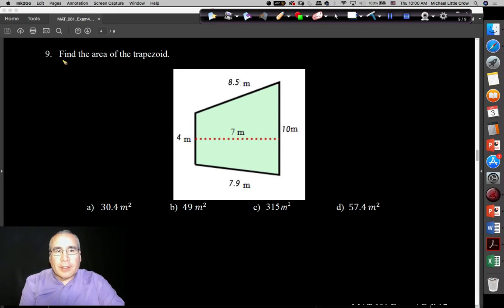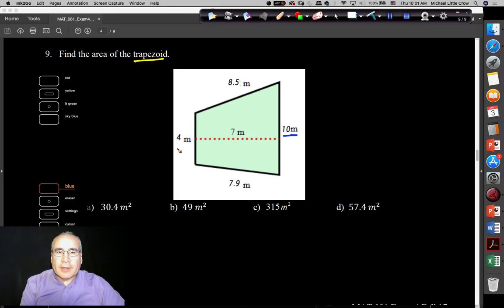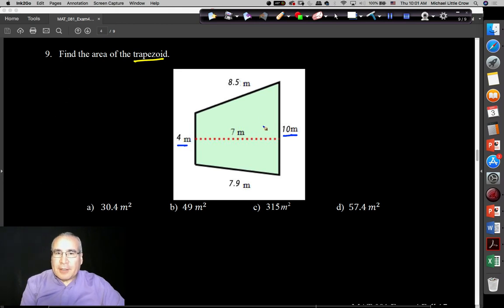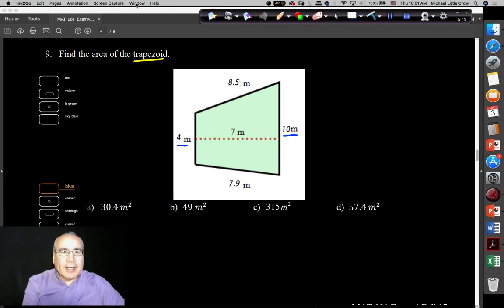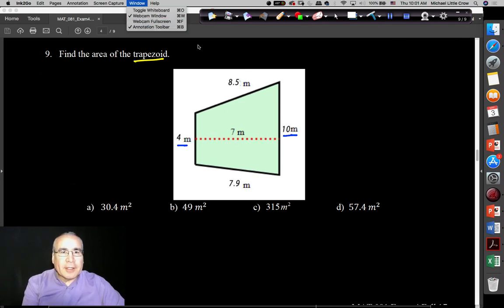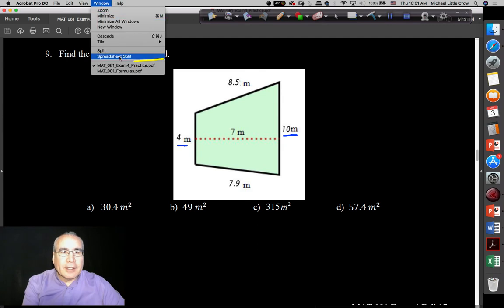So the question is, find the area of the trapezoid. So we need to get a formula for the trapezoid. If you've taken a look before, what you see is that it's going to be the base 1 plus base 2 divided by 2 times the height. That's going to be the basic formula. But how do I know that? Well, because I've looked it up enough times. So let's go take a look at that formula.